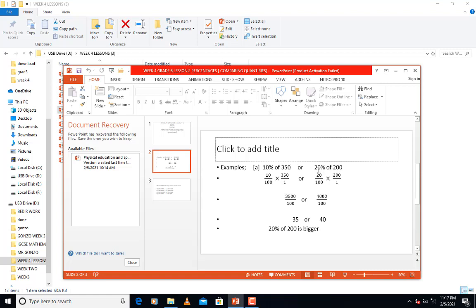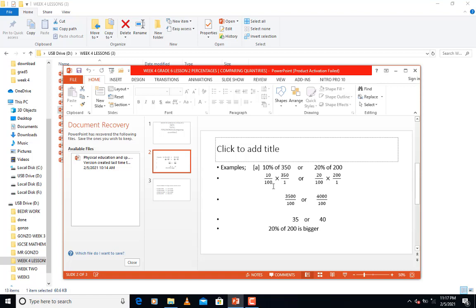In this case, when you are comparing these two quantities, first simplify 10% of 350, get your answer. Then you find 20% of 200, you get your answer. Then at the end, you compare the two. Now let's look at them one by one. 10% of 350.